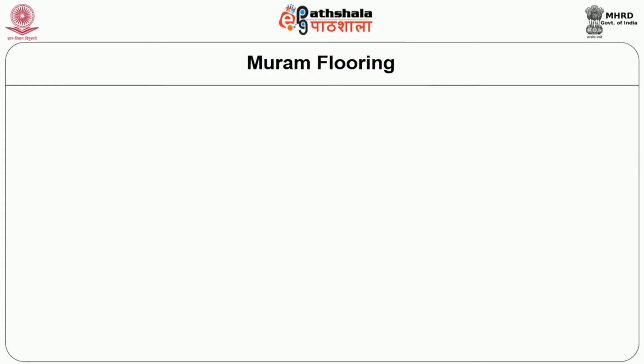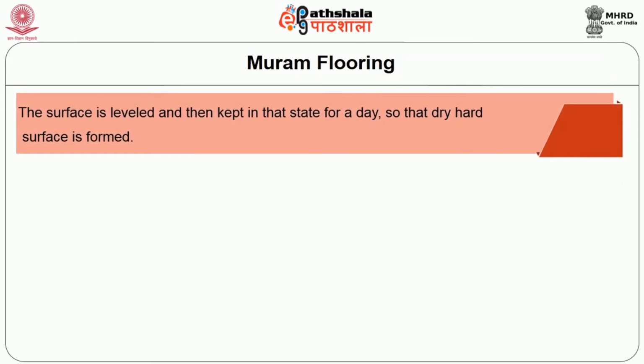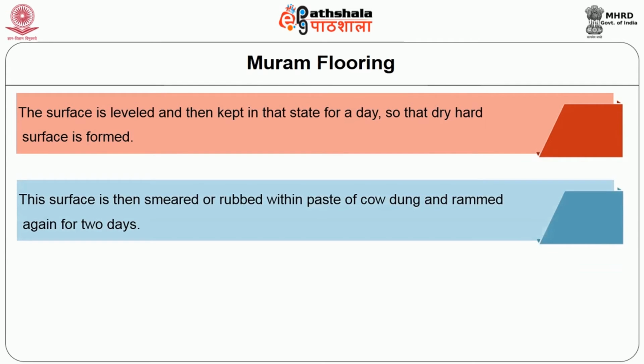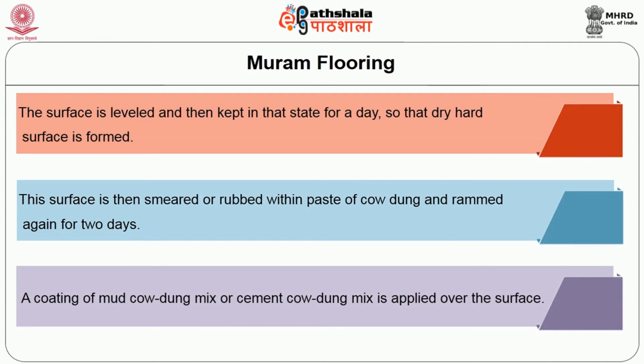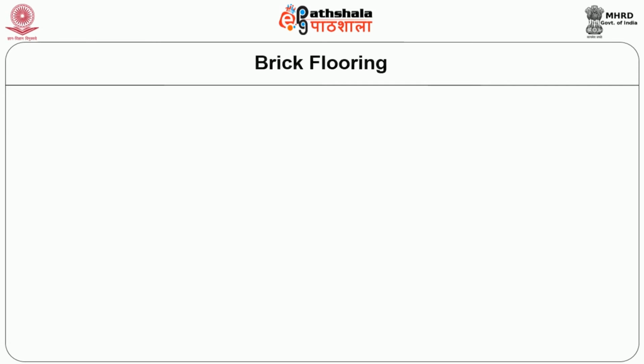The surface is well trampled under the feet of workmen till the cream of muram rises to the top of the surface. The surface is leveled and then kept in that state for a day so that a dry hard surface is formed. This surface is then smeared and rubbed with a paste of cow dung and rammed again for 2 days during morning hours. Finally, a coating of mud cow dung mix or cement cow dung mix is applied over the surface. The next flooring material would be brick flooring.